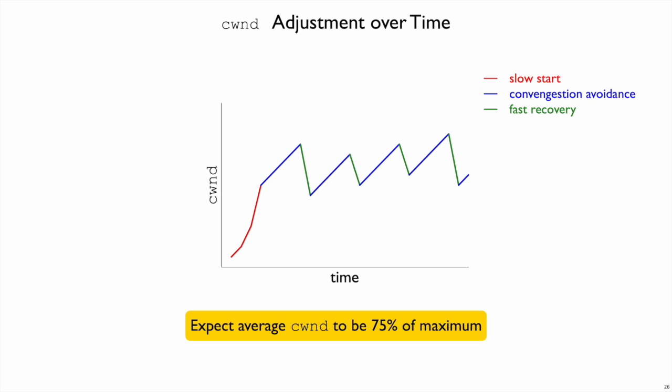Overall, we expect the congestion window to be about 75% of its theoretical maximum value if we had an omniscient TCP connection and had full control over everything that happens over the network. And 75%, while it's not 100%, turns out to be a pretty good target.